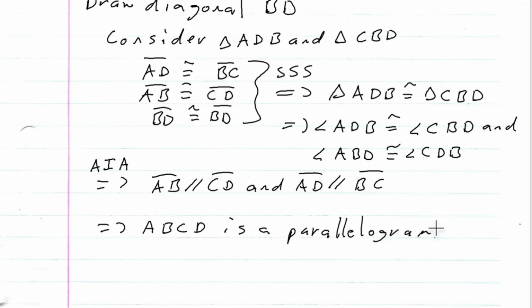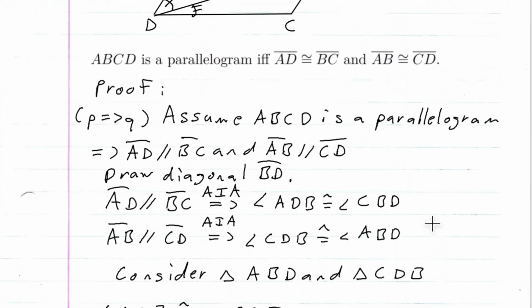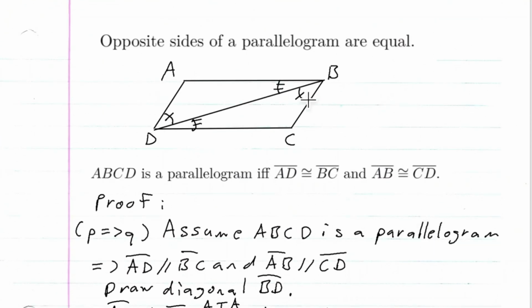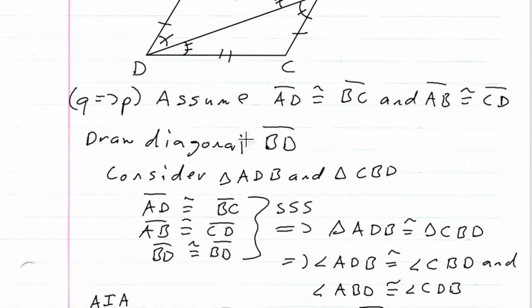And that is the proof, which is very useful because now we know if opposite sides of a quadrilateral are congruent, then we have a parallelogram. And we know if we have a parallelogram, then opposite sides of that parallelogram are congruent, right? So that is the end of the proof.